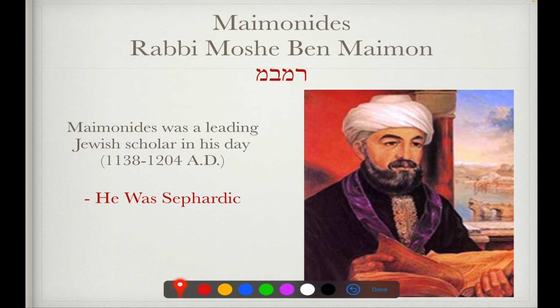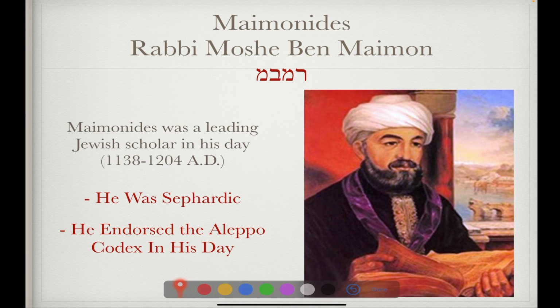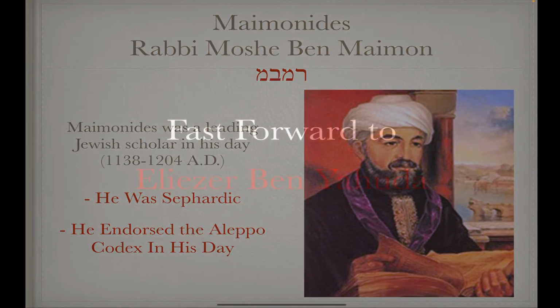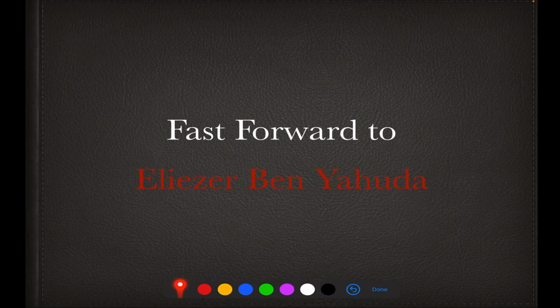But we can still learn from the amazing Jewish people who know the language so amazingly, and we don't. But we have to simplify it, and we have to be able to maybe pronounce it the way David would have, or something, or at least try to, so we can learn the language, because it simplifies it when you can pronounce it some other ways, so that the student can learn. So Maimonides, he was Sephardic. He endorsed the Aleppo Codex in his day. So fast forward to Eliezer ben Yehuda.